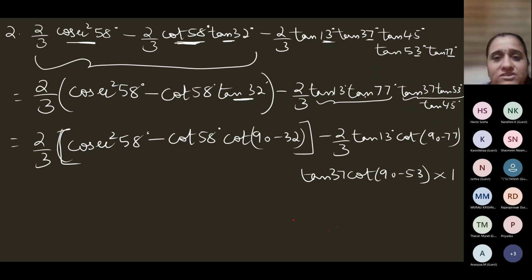So in this pair, I've changed tan 77. And in the other pair, I've changed tan 53. See, you can change tan 37 also. Not that you should change the second one in both. Nothing like that. Any one of the two.